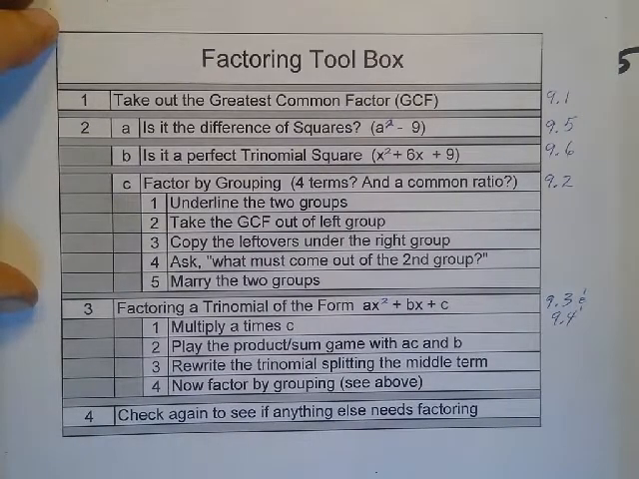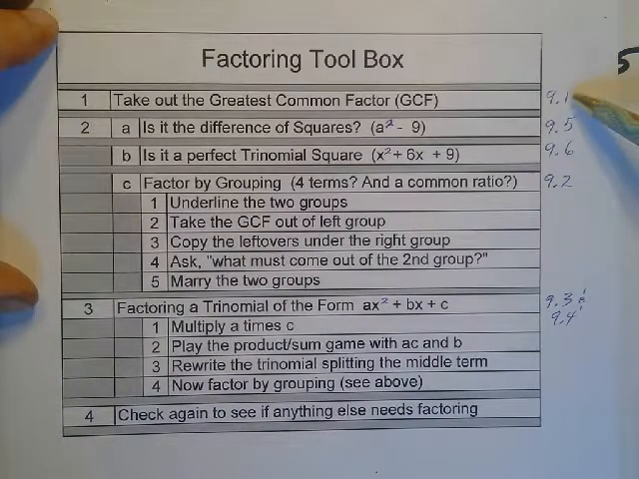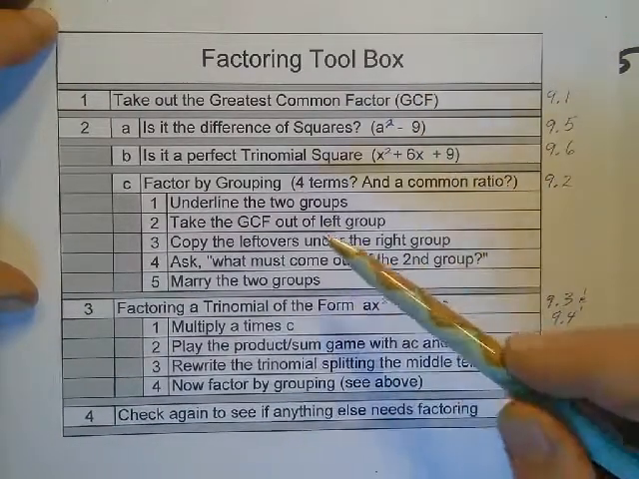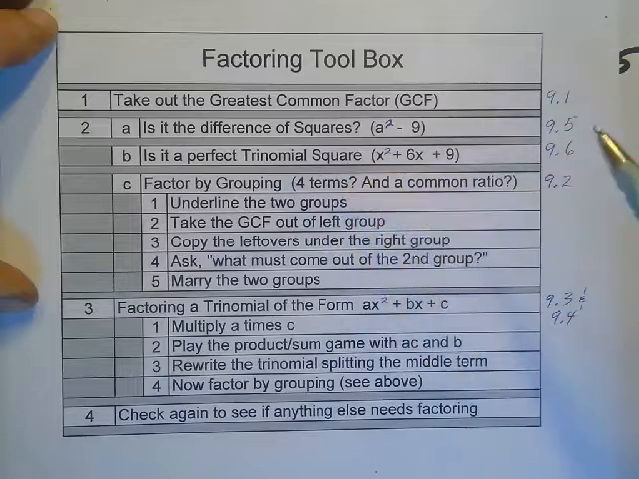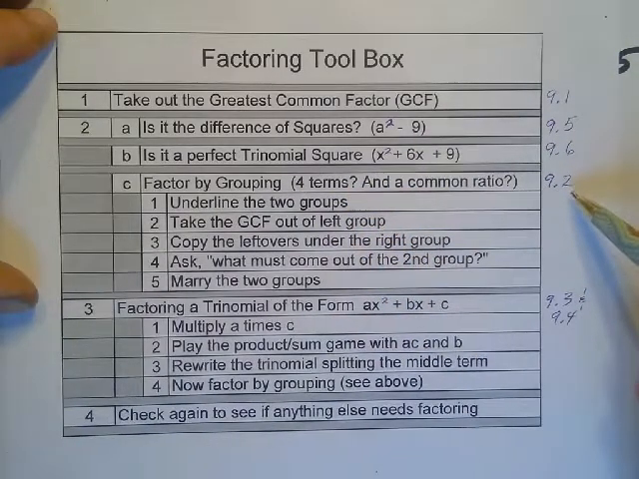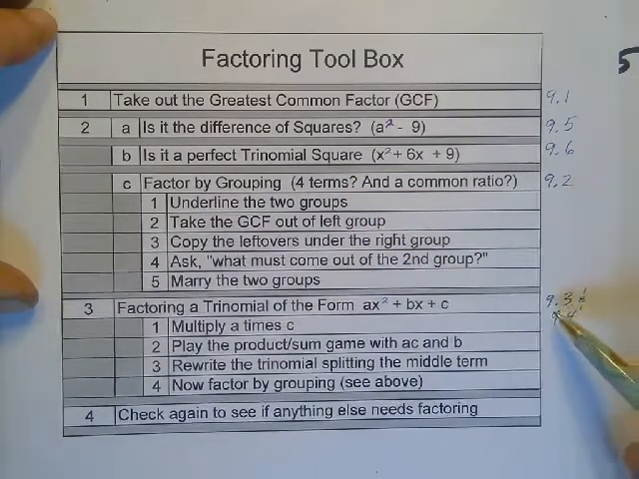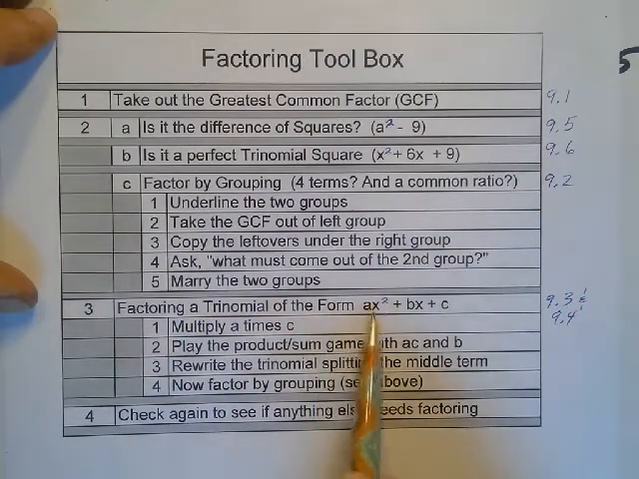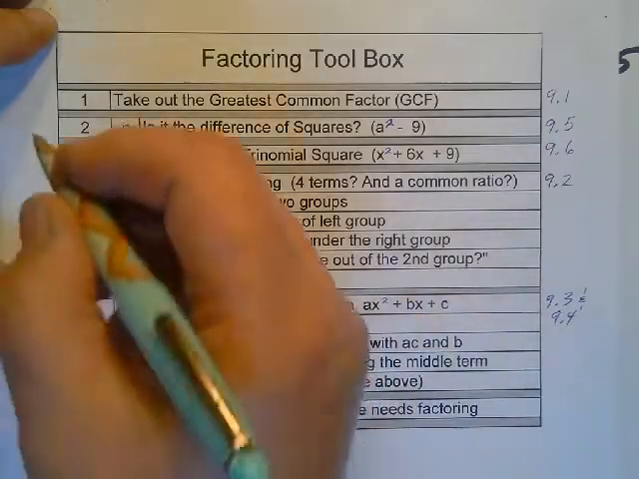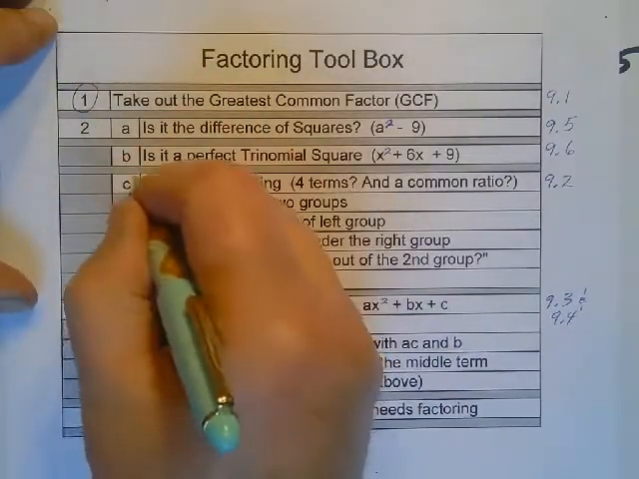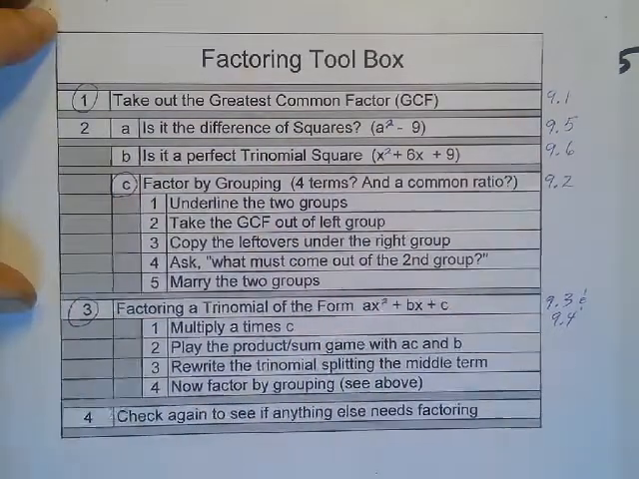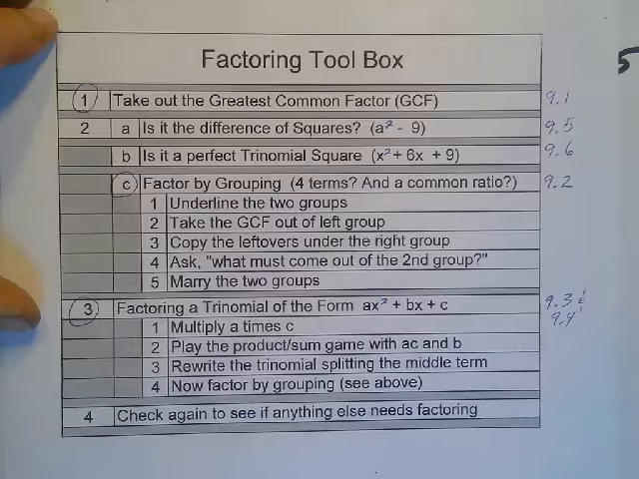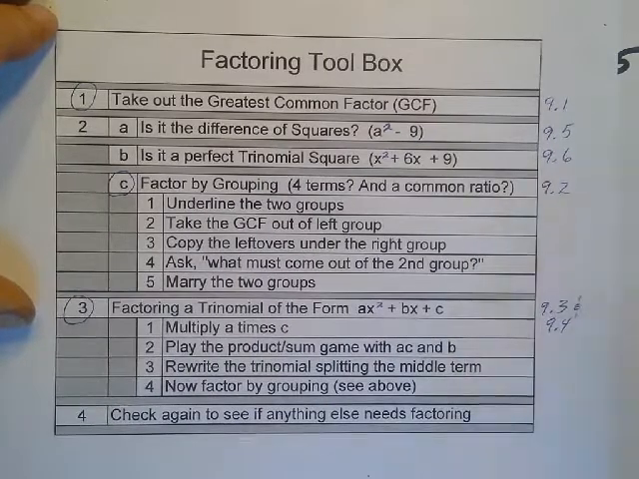If you recall, the very first lesson, 9.1, was about taking out the greatest common factor. And then we moved on lesson 2 to something called factoring by grouping, and here are the steps for it, 9.2. And then in the next 2 sections, 9.3 and 9.4, we do this thing called factoring a trinomial of the form ax squared plus bx plus c. So far we have covered 1, 2c, and 3. And number 4 is so simple, it just says check again to see if there is anything else that needs factoring. And we'll kind of talk about that over and over again anyway.